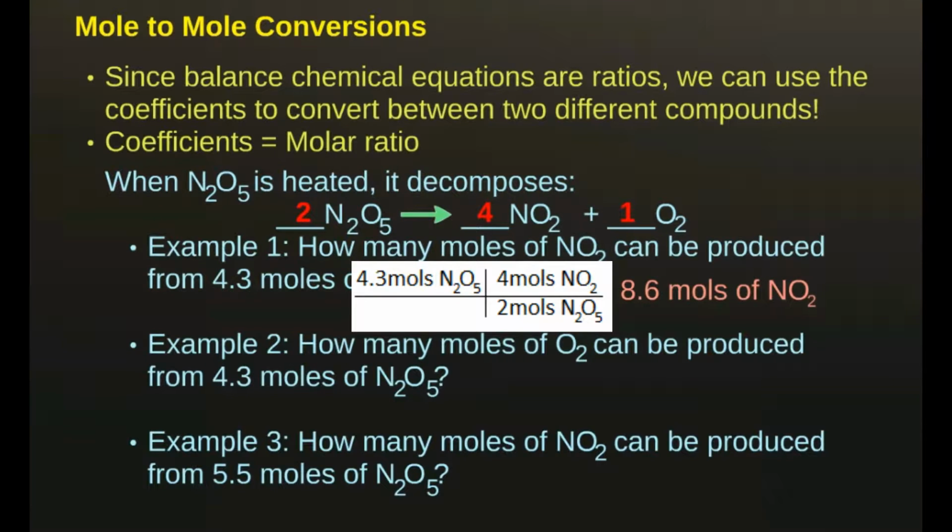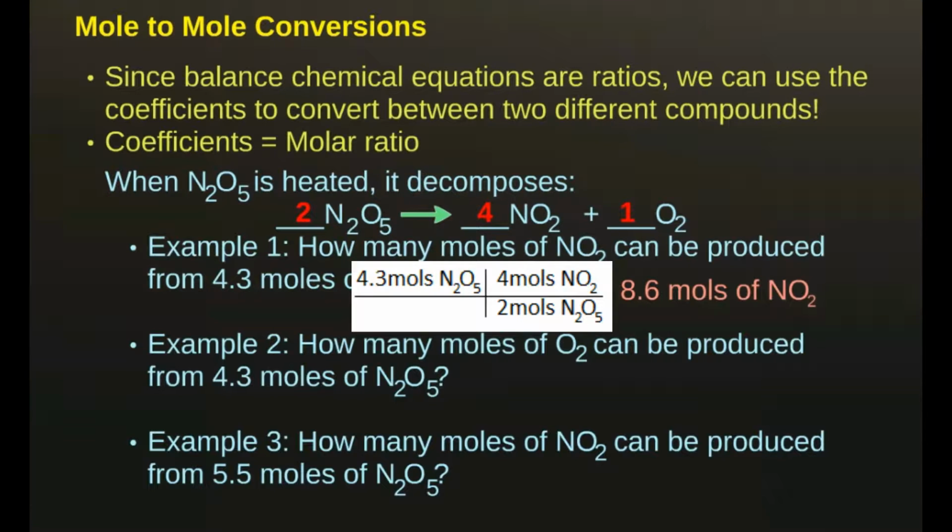On number 2, it says how many moles of O2, okay, here's O2, can be produced from 4.3 moles of N2O5. There's your 2 ratios. If that helps, you might want to circle them while you do it. They like to do multiple questions with one reaction because they're lazy, or I'm lazy. So you've got 4.3 moles of N2O5. So there we've got a ratio. 2 moles of N2O5 will give us 1 mole of O2.